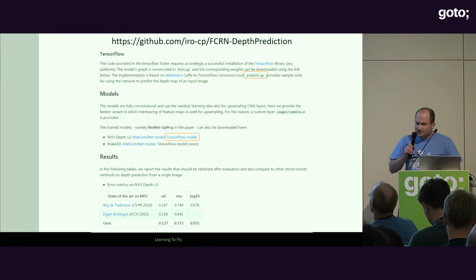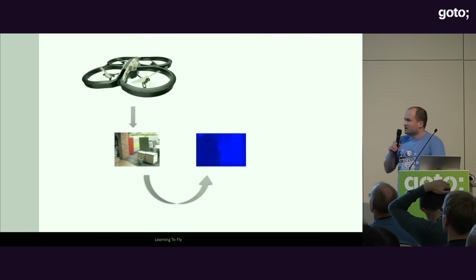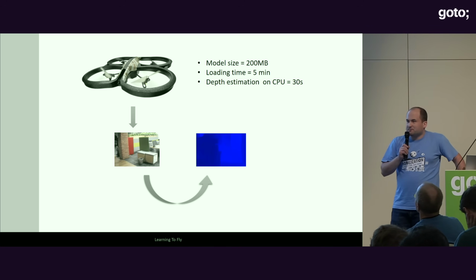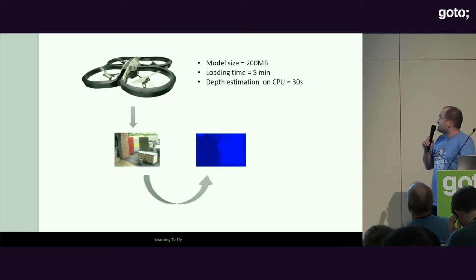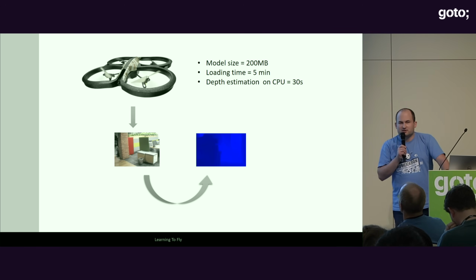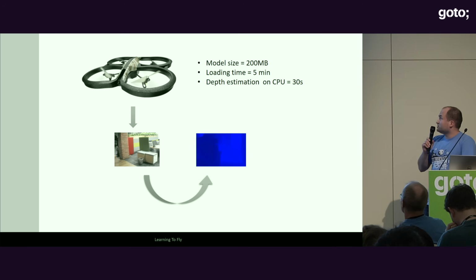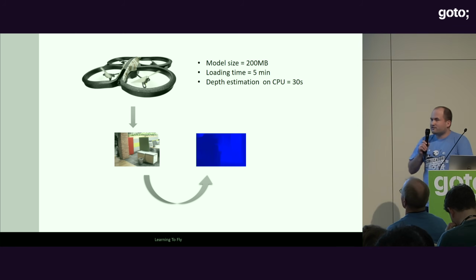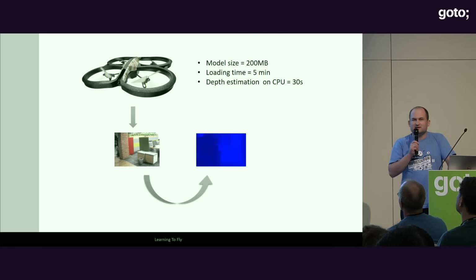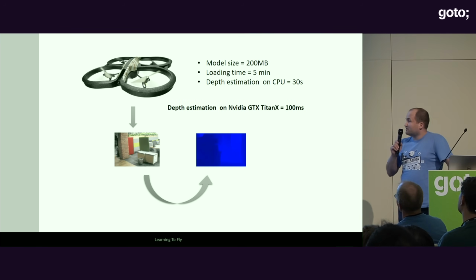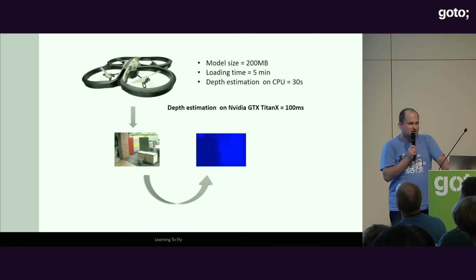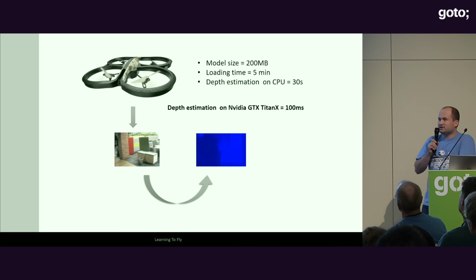So after downloading all the stuff, we did the first test. And we were a bit scared because the model size was 200 megabytes, loading time was 5 minutes, and the estimation took around 30 seconds. So it was not acceptable for our real-time solution. But fortunately, we found out that we have a very powerful machine in our TomTom office with two GTX Titan X graphics cards, and with that equipment, we could achieve 100 milliseconds, which was really acceptable for our system.